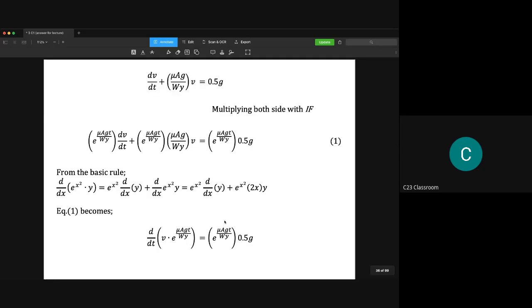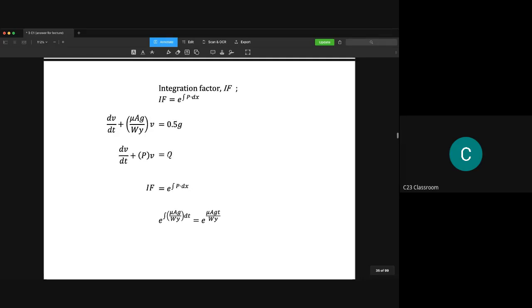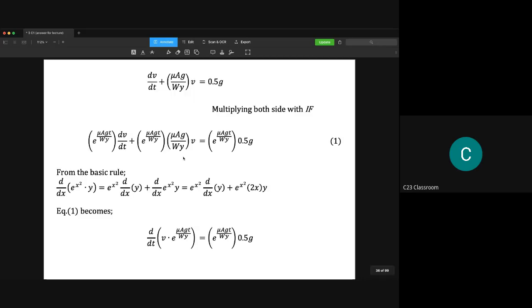So, this might be a typing error. Okay, I will change this one. And then we have this one, dv/dt plus mu a over g w i v equal to 0.5 g, and then we multiply both sides with the integration factor. So we just multiply this one with the integration factor like this.